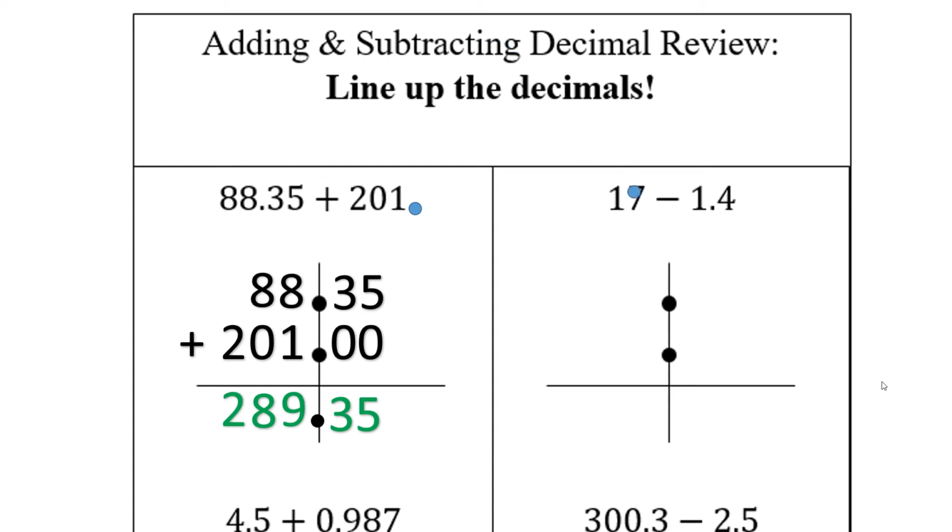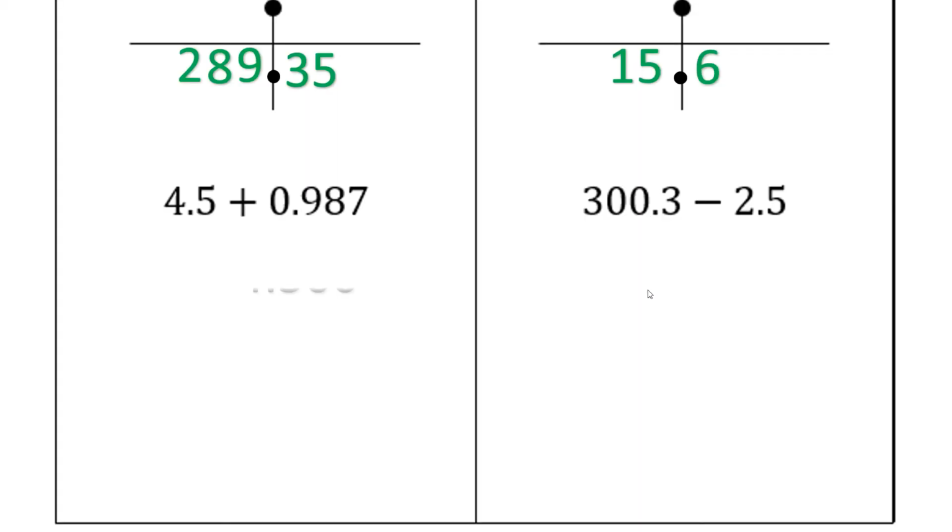So we have $17 minus 1.4. So we are going to need to borrow on this one. Can't take 4 from 0, so you have to borrow here. You'll get 6, and that adds 10 more to the right. 10 minus 4 is 6. 6 minus 1 is 5, and we bring the 1 down. So it's 15.6.